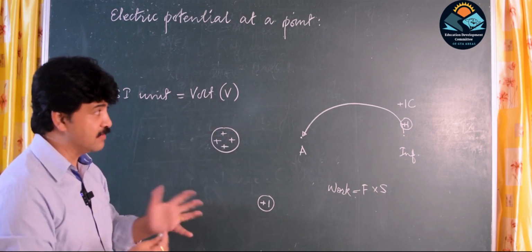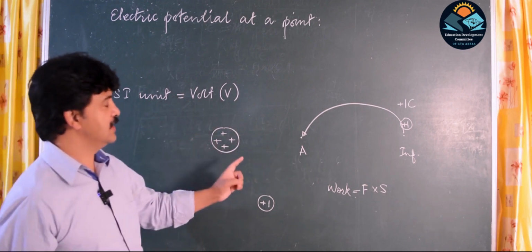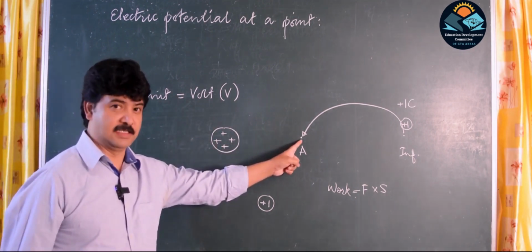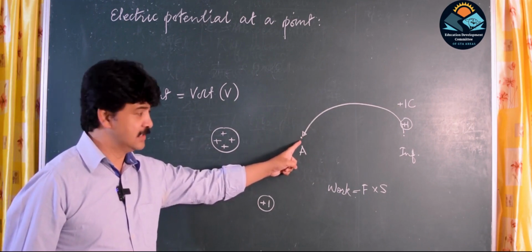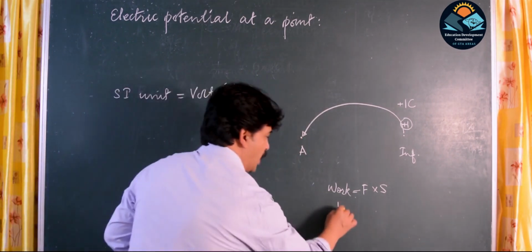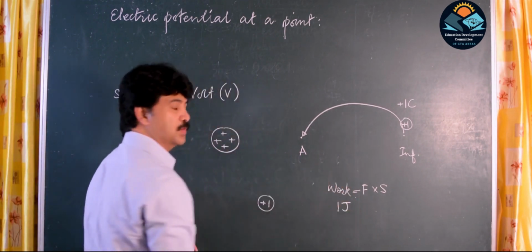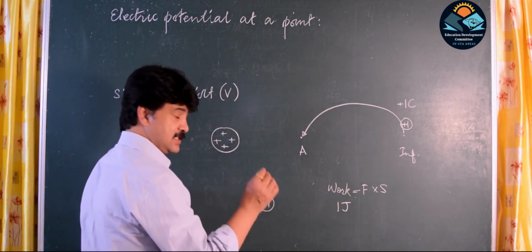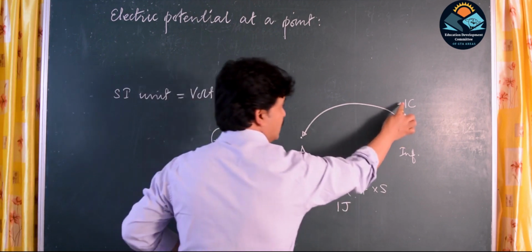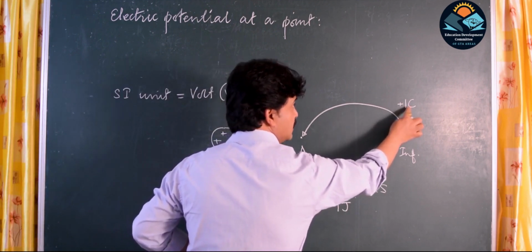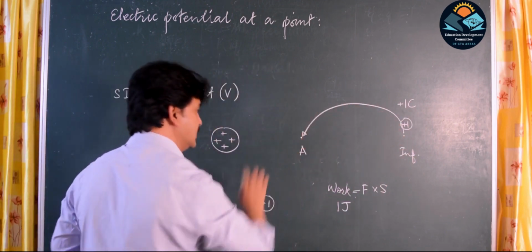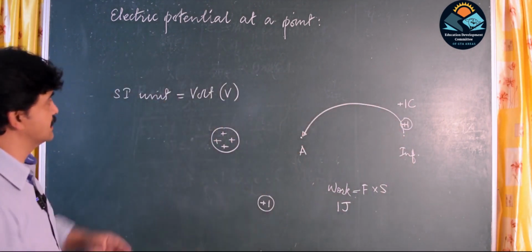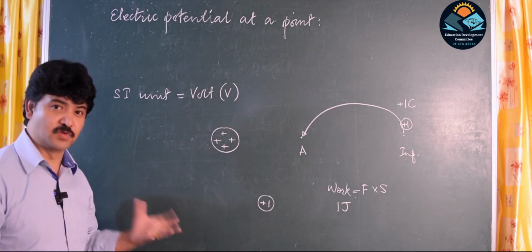And then the same explanation will help you to understand the meaning of volt. So what is 1 volt? The potential at a point, let's say at the point A, is said to be 1 volt if 1 joule of work is done in carrying a unit charge, that means 1 Coulomb charge, from infinity to that point. So that is the meaning of volt.